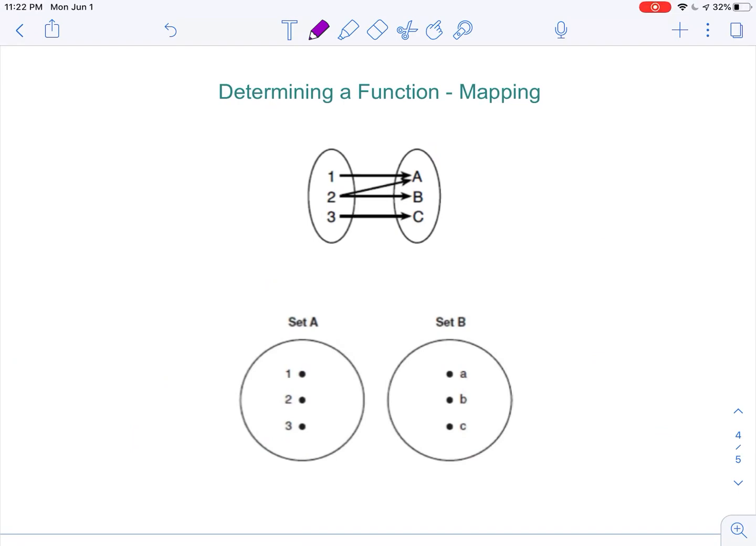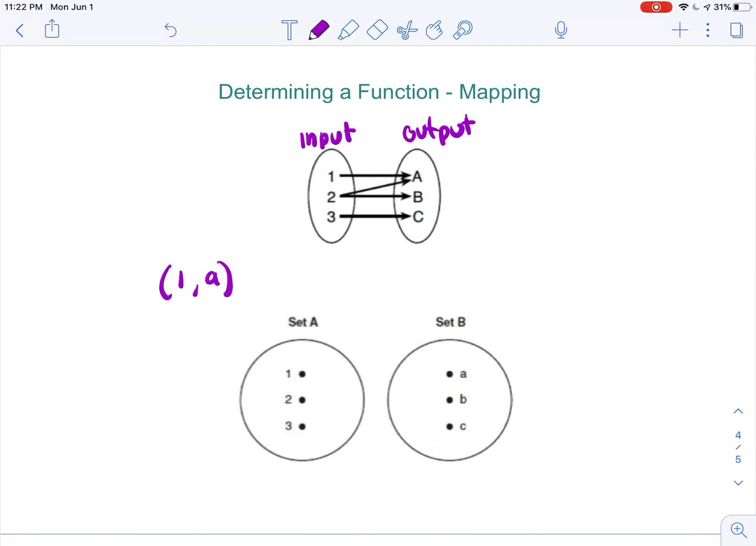Now, every once in a while, they'll show you something with a mapping notation. A mapping notation basically has all of the inputs in one bubble and all of the outputs in another bubble, and the arrows demonstrate which input gets sent to which output. So in this example, 1 has an arrow pointing to A. That means if we were talking about an ordered pair, we'd be talking about the ordered pair 1, A.